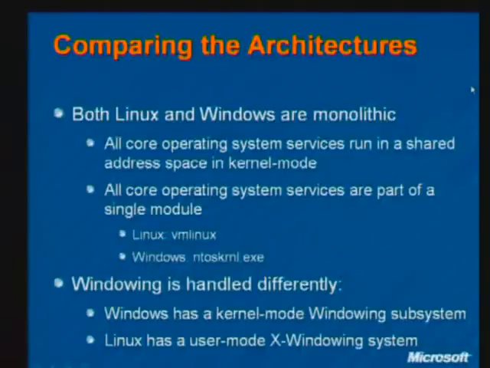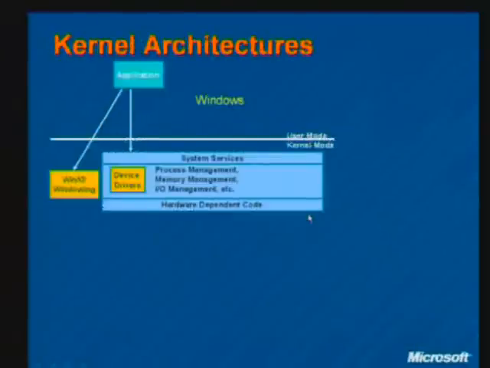Now, at the highest level, when you compare the two operating systems, the only real thing that's different is the way windowing is handled. Windows has a kernel mode windowing subsystem, and Linux has a user mode X windowing system. So this is Windows, the high-level architecture, where you've got the core set of drivers and services executing in their shared address space in the kernel.